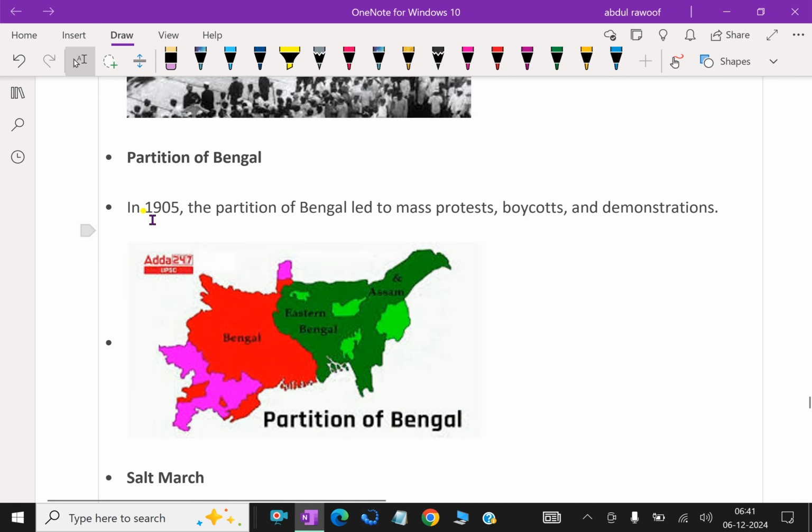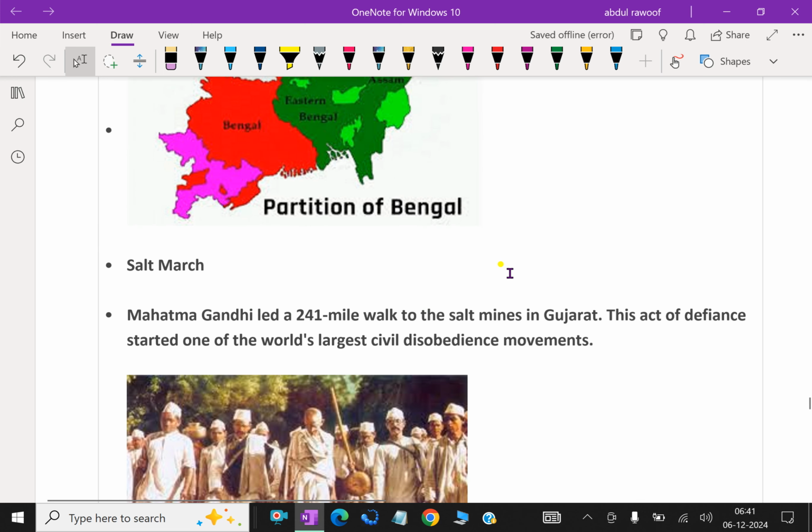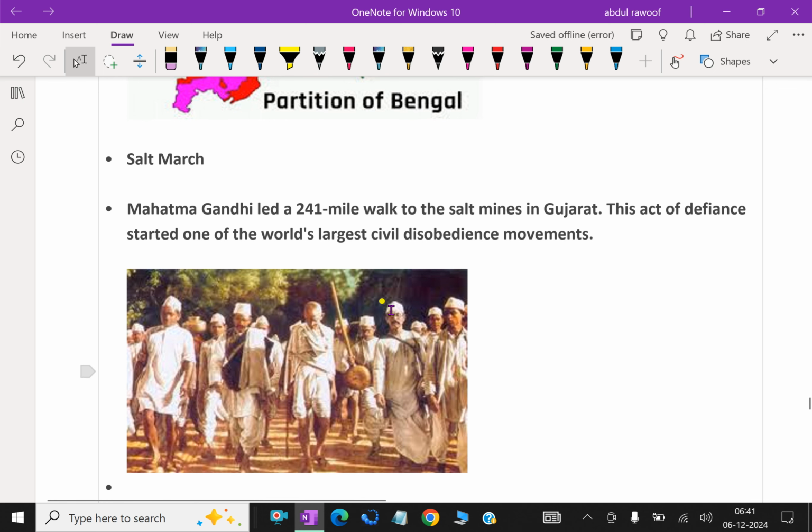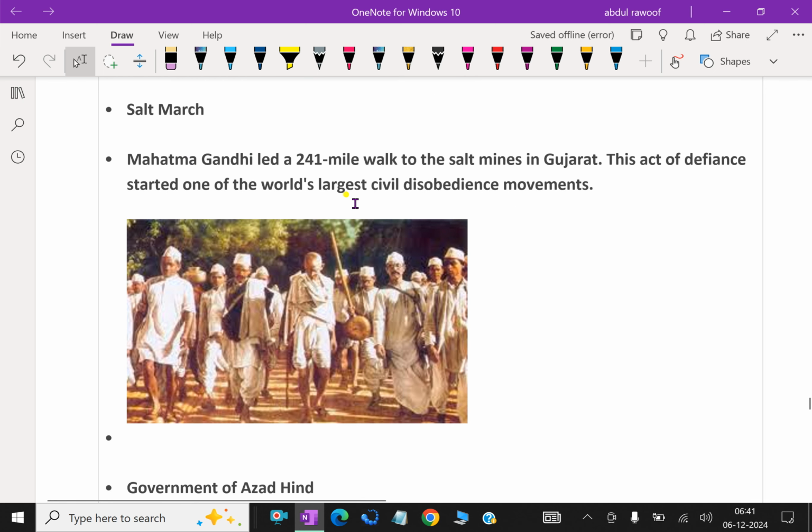Partition of Bengal. In 1905, the partition of Bengal led to mass protests, boycotts, and demonstrations. Salt March. Mahatma Gandhi led a 241-mile walk to the salt mines in Gujarat. This act of defiance started one of the world's largest civil disobedience movements.